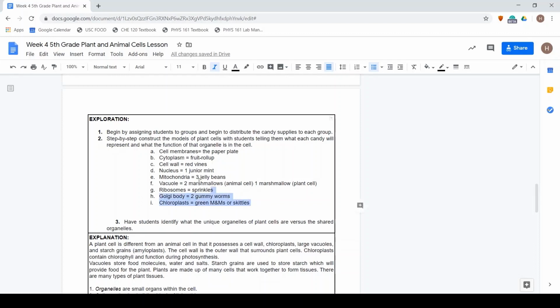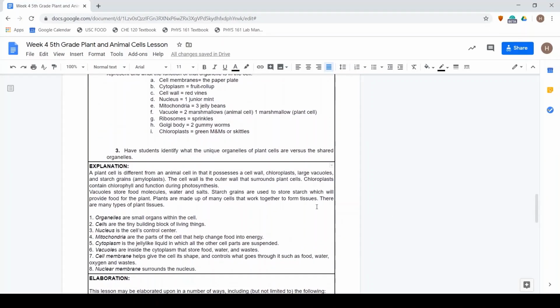As for the rest of these organelles / candy right here, you have two ways to figure this out. I highly recommend one over the other. The one I recommend is that you organize the supplies into Ziploc bags, like a Ziploc bag with a couple red vines, 1 junior mint, 3 jelly beans, 2 marshmallows, and so on and so forth. So you can just hand one supply bag to every one of your groups, and that means you don't need to go around counting and handing out individual supplies as you go through the lesson. But if that's what you think will work best for your classroom, go ahead and do that. I just recommend doing the Ziploc bag to save you time and unnecessary trouble.